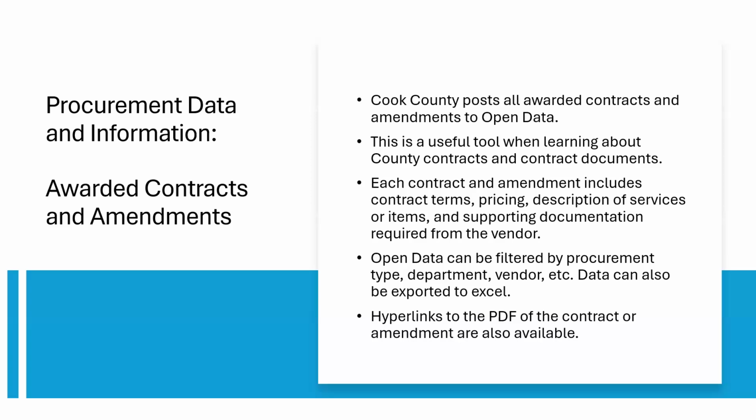In the last session, we went through what each document was and what we use it for. So this is a way where you guys can actually see those documents in real time, the way they should be completed with all the corrections already made and vetted before we post to the public. Each contract and amendment includes the contract terms, pricing, the description of services or the scope of work, and any supporting documentation required from the vendor who is awarded that contract.